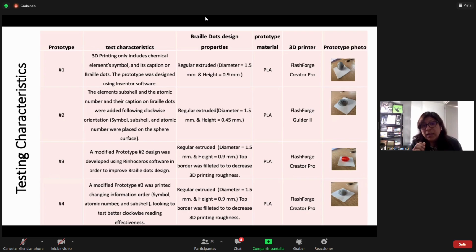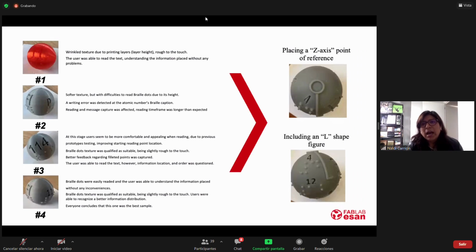So we tested the quantity of information, and the first thing that we discovered in this second validation was that we needed to place a Z-axis point of reference because of the form, because it was a sphere. They needed a point of reference in the Z-axis. So that was the first feedback. And then the clockwise reading also needed an L-shape or some kind of reference. So we got feedback to include this L-shaped figure into the sphere so they can read it clockwise.